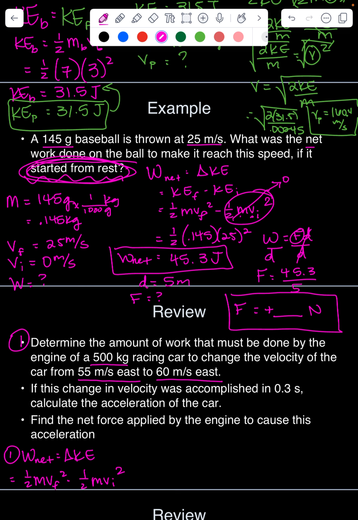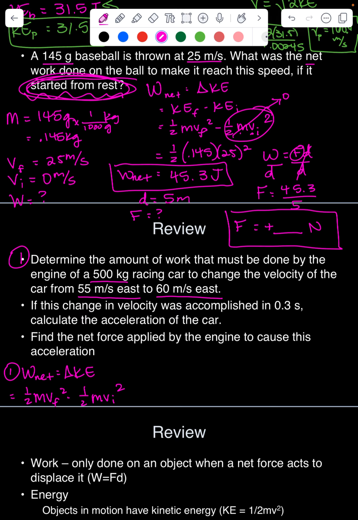Unfortunately, we do have both a final and an initial velocity, so we can't zero out any of these. So we do just have to plug and chug. We have 1/2 times our mass of 500 times our final velocity, which is 60 squared, minus 1/2 of the same mass. Remember, our mass is not changing, times our initial velocity of 55 squared. Again, be very, very careful whenever you're plugging this into your calculator. You have to square that velocity first.